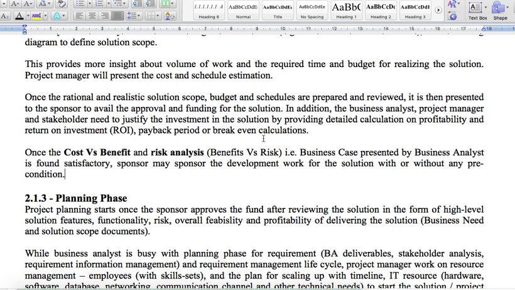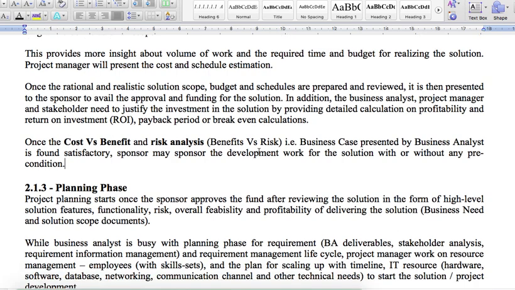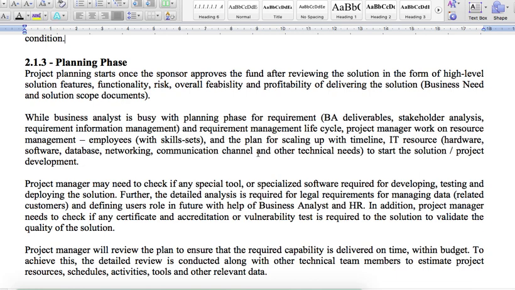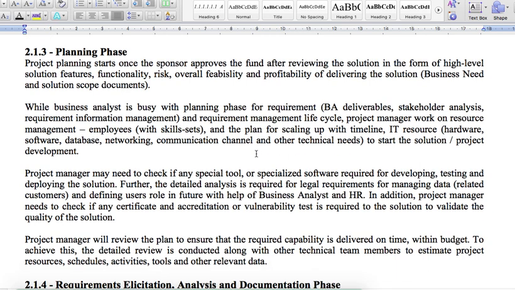Question? If no question, I go to the next level, that's the planning phase. We talk about the planning phase.